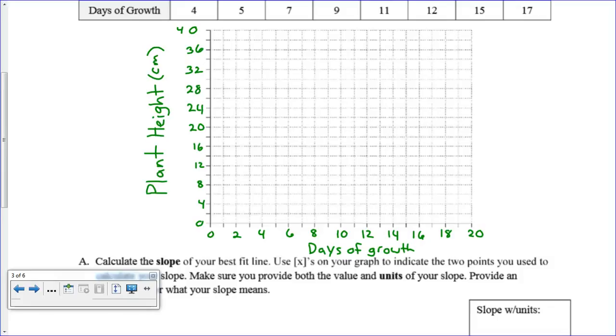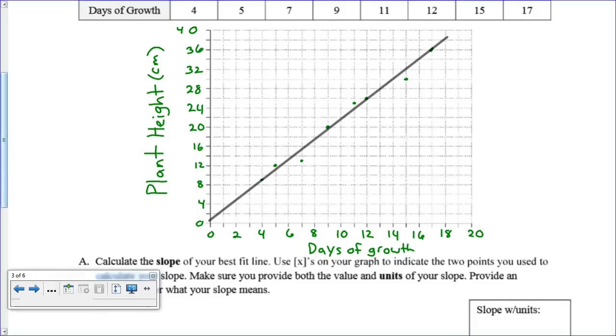The next step is to plot your data. I'm going to assume at this point that people are pretty good at doing that. You know, just look up days of growth on the x-axis, plant height on the y-axis, and put your points in. If you're struggling with that, though, make sure you come in and talk to me. So your data should look something like this, and then I'm going to put on my line of best fit. And now I can move on to answering some of these other questions.